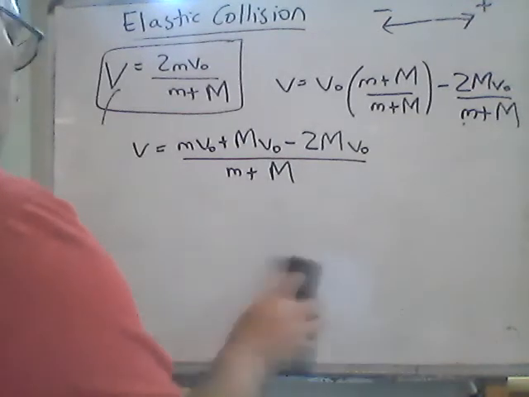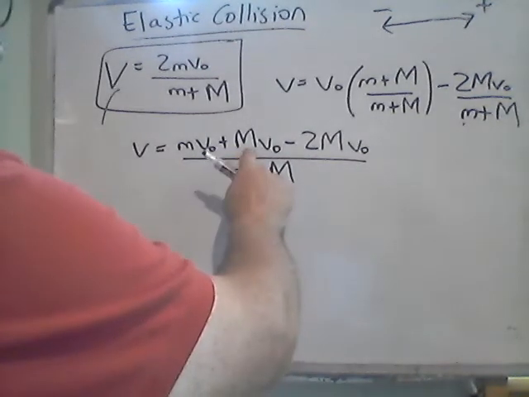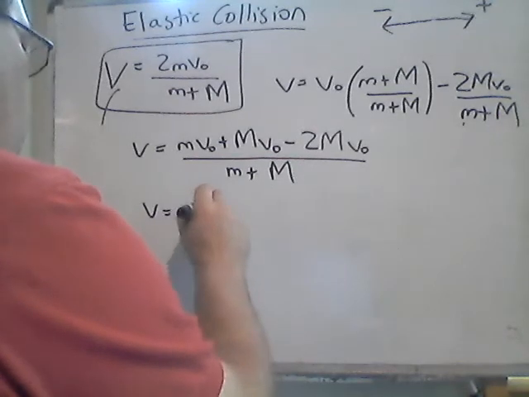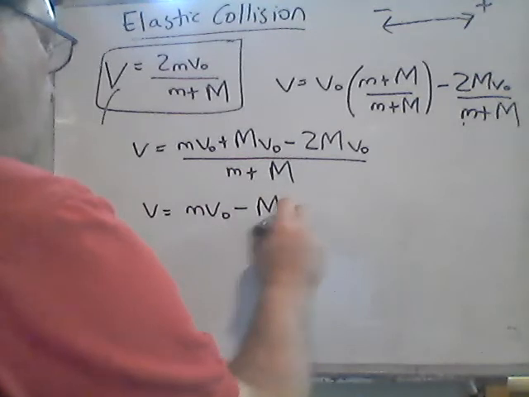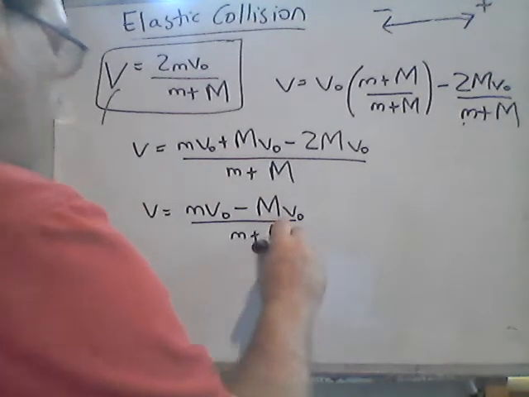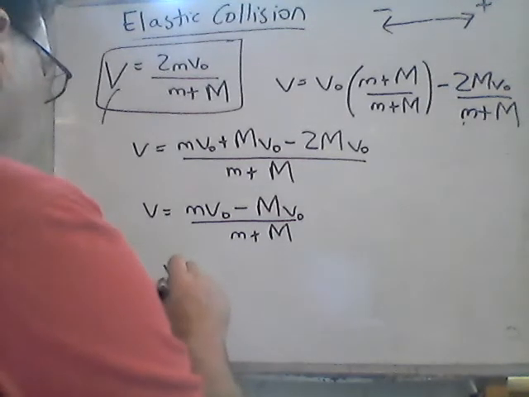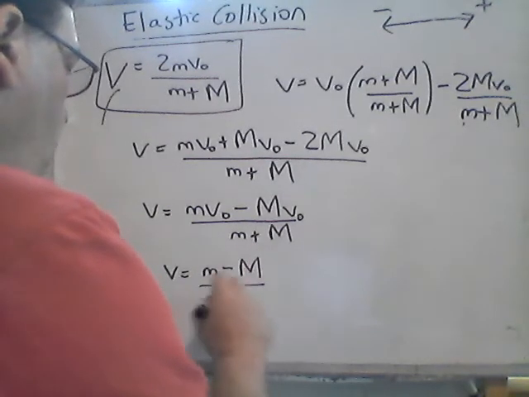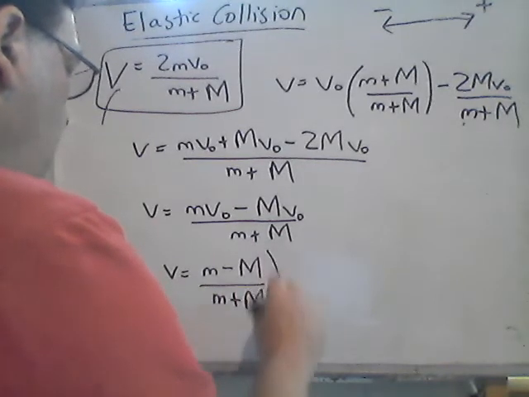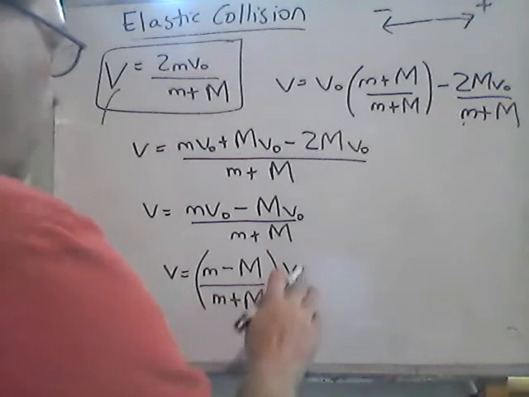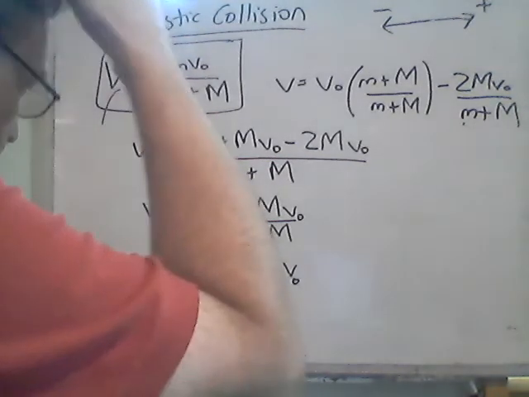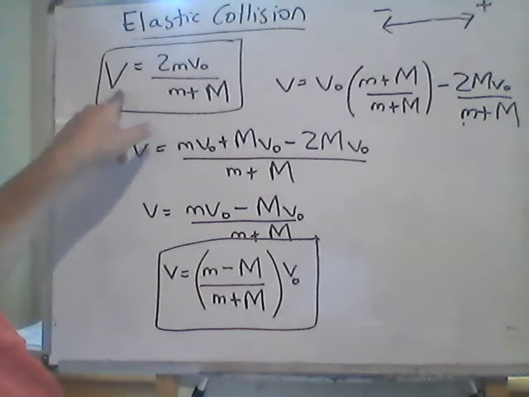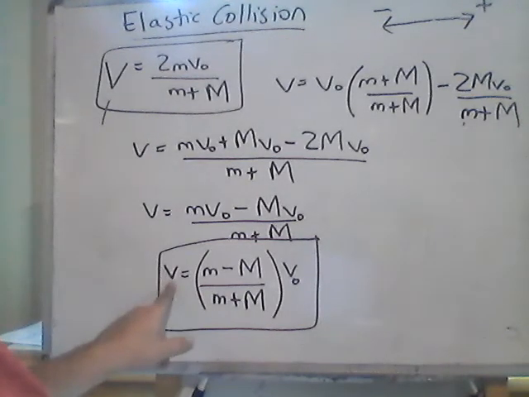So now it's a matter of saying, okay, I have a common denominator. I'll notice here I have big M v naught minus 2 big M v naught. That's negative big M v naught, right? So I have v is little m v naught minus big M v naught divided by little m plus big M. And I can pull out a v naught. So I have finally, my final puck velocity is little m minus big M over little m plus big M, all of that multiplied by the original puck velocity v naught. And there you go. That's the second formula that you need. This is the formula that gives you the final velocity of the hockey puck.